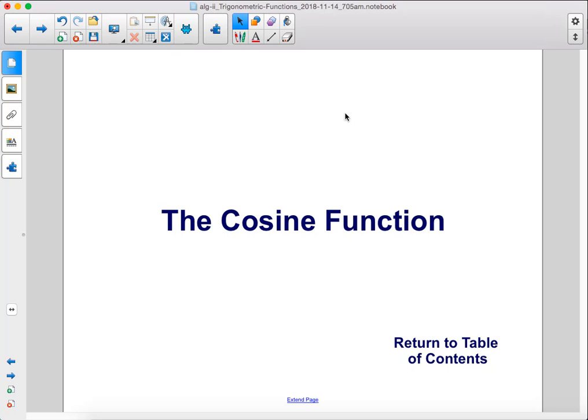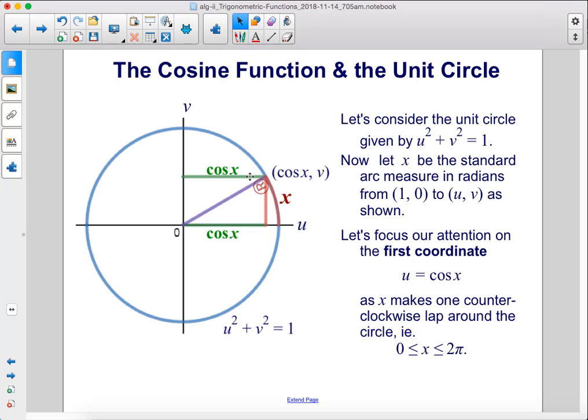The cosine function. Let's consider the unit circle given by u squared plus v squared equals 1. Now let x be the standard arc measure in radians from (1, 0) to (u, v) as shown. Let's focus our attention on the first coordinate, u equals cosine x, as x makes one counterclockwise lap around the circle. So x is between 0 and 2 pi.